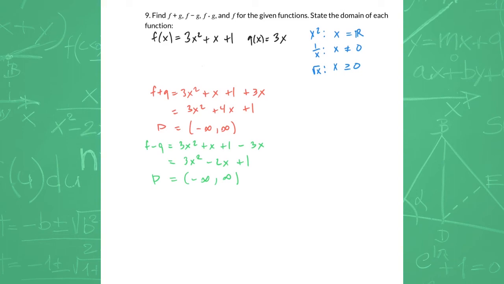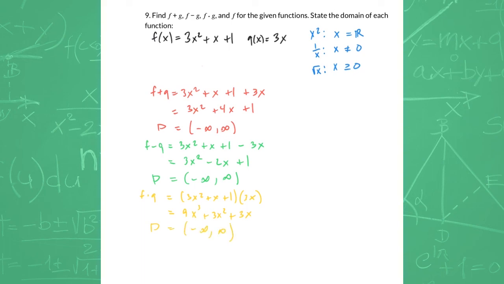Okay, so what about f times g? f times g is 3x squared plus x plus 1 times 3x. And for this one, we'll just distribute 3x throughout 3x squared plus x plus 1. And when we do that, we get 9x cubed plus 3x squared plus 3x. And since this is another polynomial, the domain is going to be equal to all real numbers again.